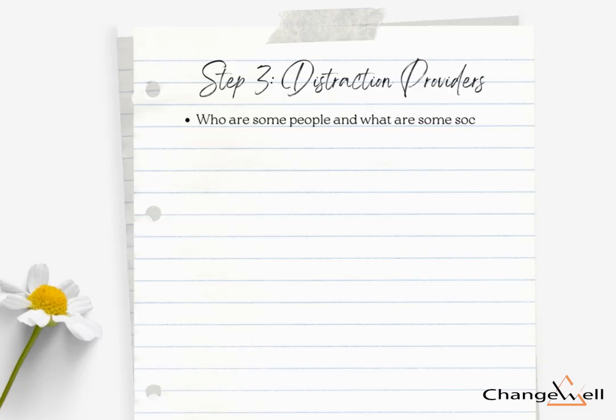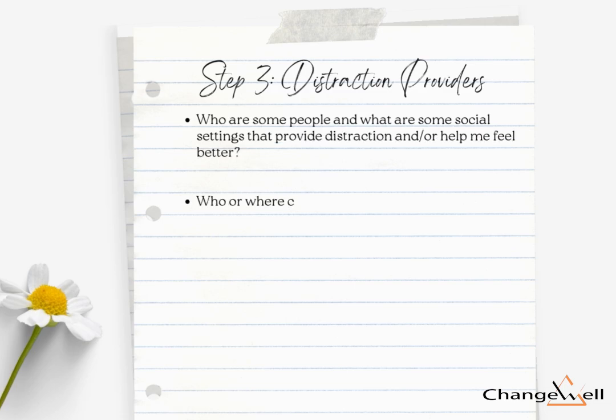Next up, we have step 3. This is distraction providers. These are people and places and social settings that provide distraction or help you to feel better. This isn't where you ask people for help. We're not at that step yet. We're just trying to be in connection or communication or in contact with people or places that help you feel better. Who or where can help you take your mind off of things.